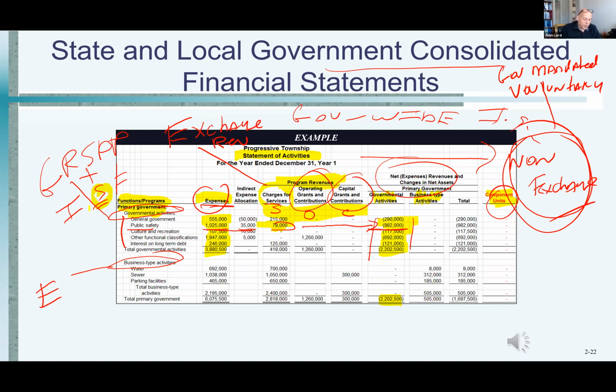And I only paid attention really to the governmental activity, but we do also have business-type activity down here. So those are our enterprise funds.